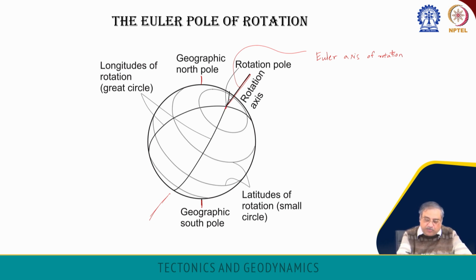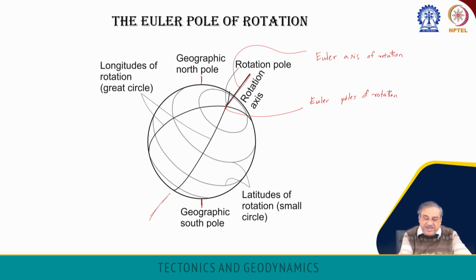Now, these 2 points, the points at which it penetrates, or pierces, the surface of the Earth, that's the word I'm looking for, pierces the surface of the Earth, are called the Euler poles of rotation.